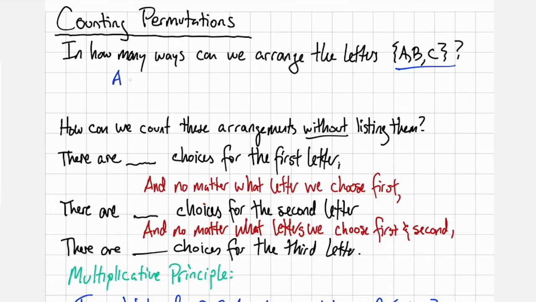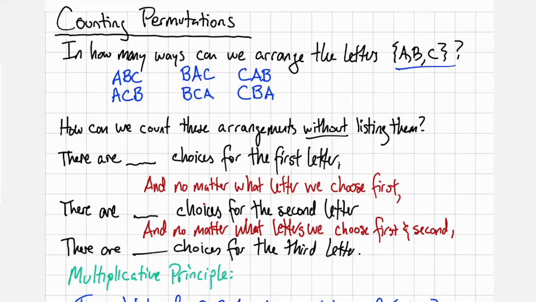We can write A, B, C. We can write A, C, B. We can write B, A, C. We can write B, C, A. And we can write C, A, B, and C, B, A. For a total of 6 arrangements.